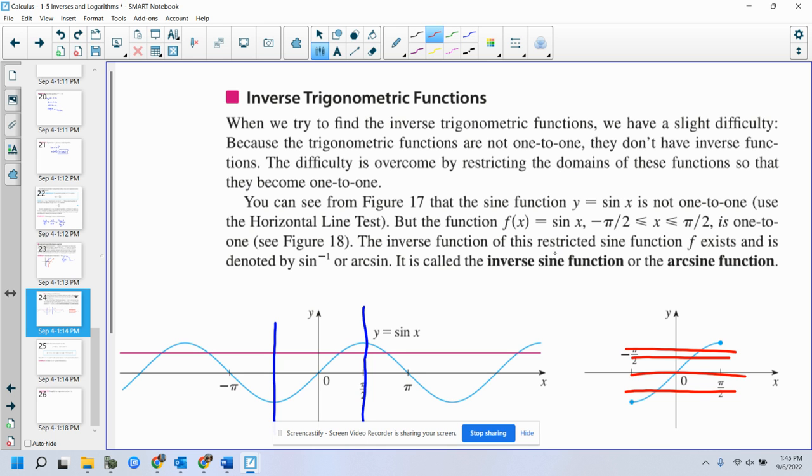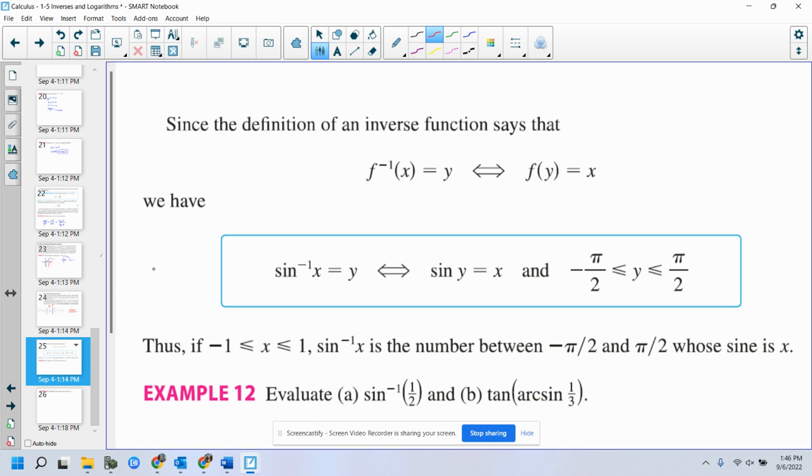The inverse function of this restricted sine function exists and is denoted by inverse sine or arc sine. Now, I'm going to take a little bit of issue with this. We learned it in Algebra 2 as capital S Sine, right? That's what we learned it as. The restricted domain had a capital. This is just another way to write it, as arc sine. It is called the inverse sine function or arc sine function. And we can have the arc cosine or the arc tangent functions. We just have to be very careful about the restrictions on theirs.